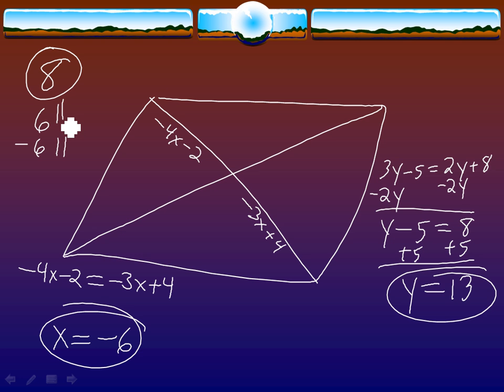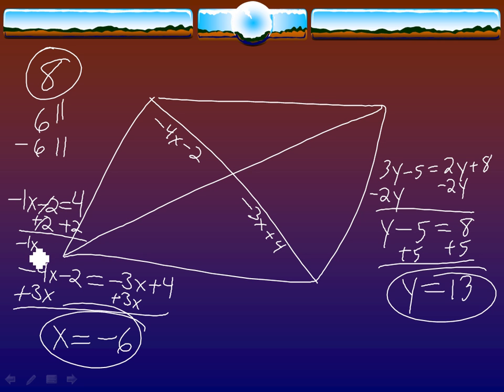Okay. Take your negative 3x and you add it to your negative 4x. You get negative 1x. Then you get negative 1x minus your 2 equals 4. And then plus your positive 2. And then you take your negative 1x down to your equal 6. And then you divide it by negative 1. And 6 divided by negative 1 is negative 6. So another vote for negative 6?